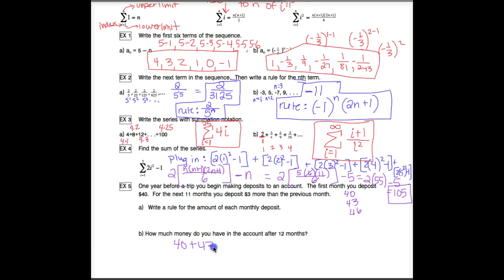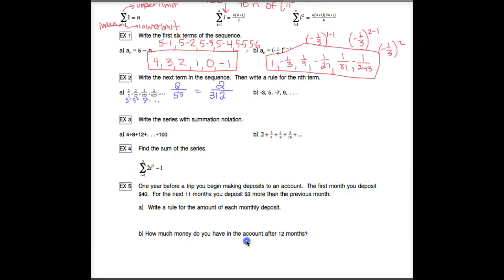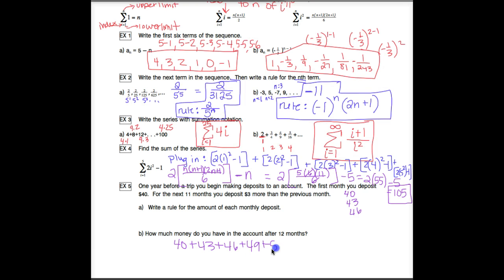40 plus 43, you can add them all up. 46, 49, 52, 55, 58, 61, 64, 67, 70, and 73. If you want to add those all up, go for it. You should get $678.